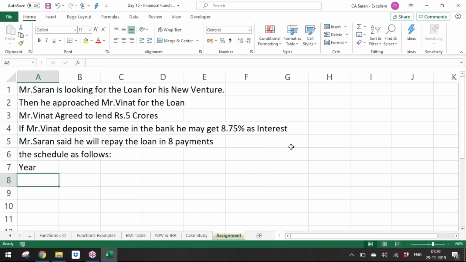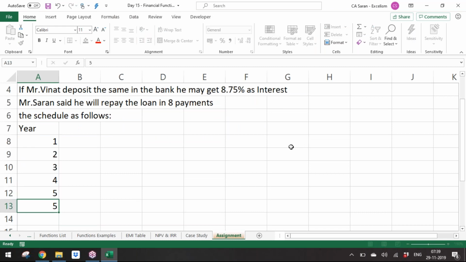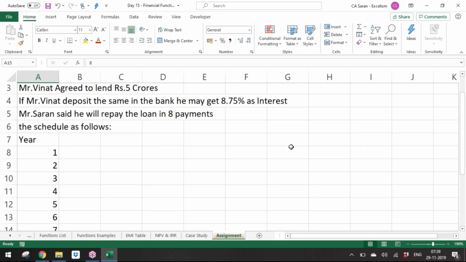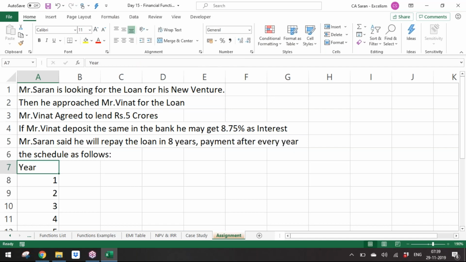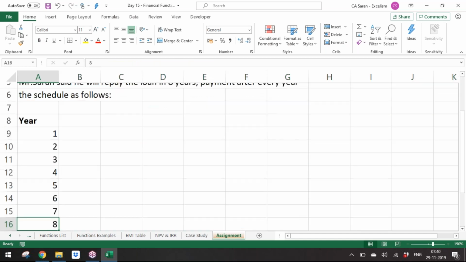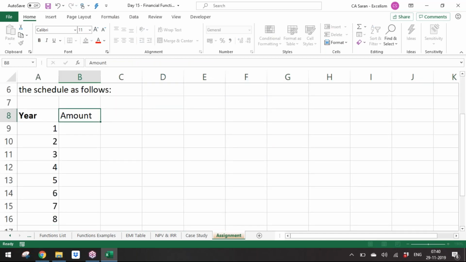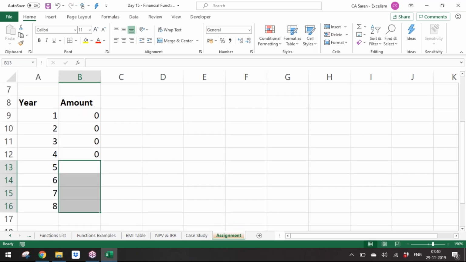Year 1, 2, 3, 4, 5, 6, 7, 8. The loan is paid in 8 payments, one after every year. Payment will happen after every year, like that, 8 payments. So, you know how much amount he is going to pay in the first year? He said he'll pay 0. Second year 0. Third year 0. Fourth year 0. From 5th year to 8th year, he said, I'll pay X.